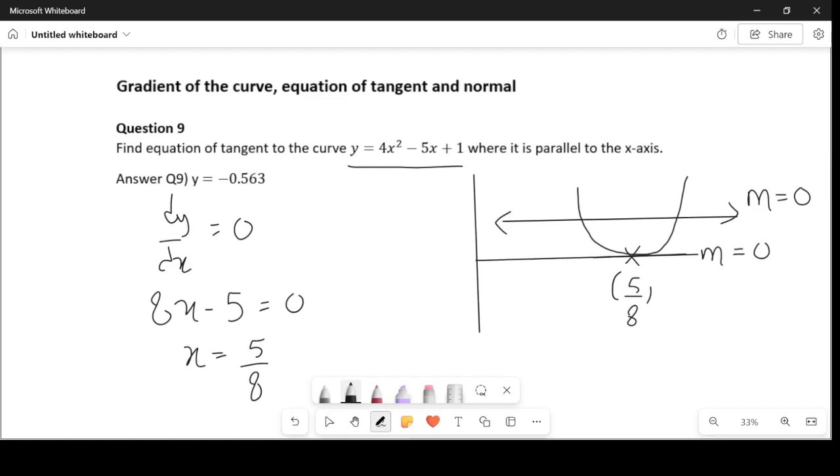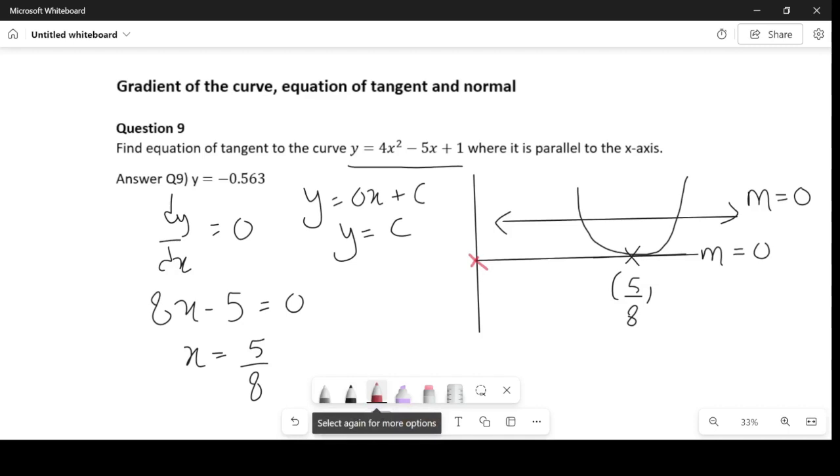So its equation is not going to be y equals mx plus c, or you could use y equals mx plus c because m will be 0. You could definitely use that. y equals 0x plus c. But in the end, you're going to get an answer like y is equals to a constant because it's a horizontal line. So all we need is to find the value of y here, and then we'll say the equation is y is equals to whatever this value is.